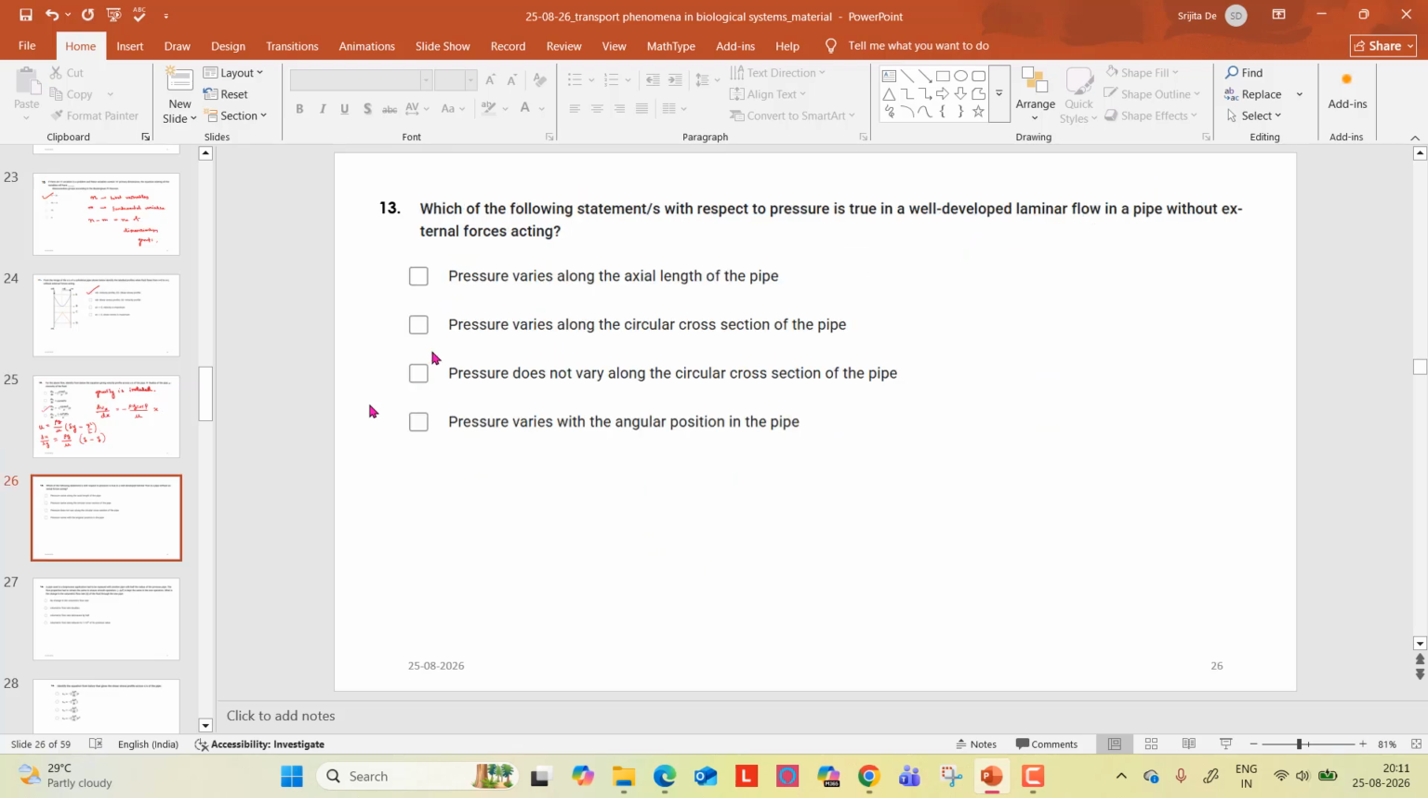Let's go. Which of the following statements with respect to pressure is true in a well-developed laminar flow in a pipe without external forces acting? Pressure varies along the axial length of the pipe. Pressure varies along the circular cross-section of the pipe. Pressure does not vary along the circular cross-section of the pipe. Pressure varies with the angular position. So it is the first and third option, you write from the discussion itself.